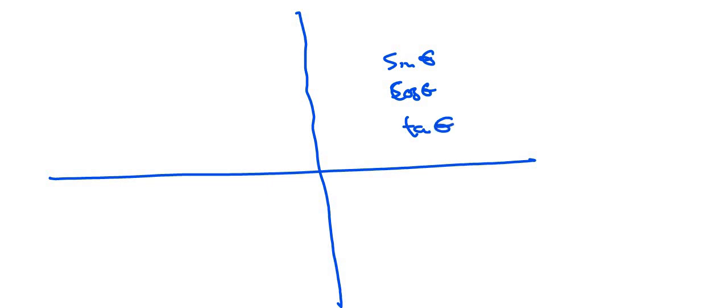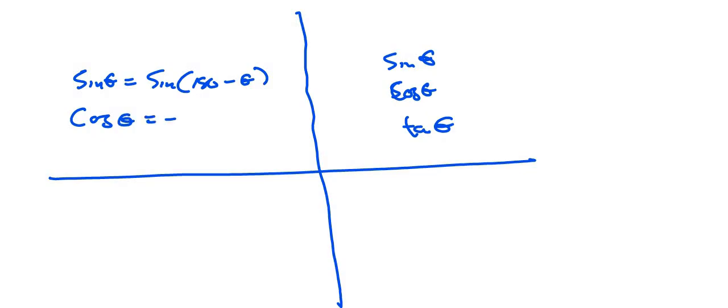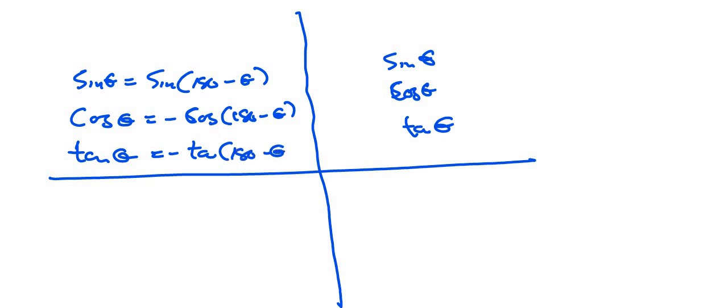Then in the second quadrant, it's also perfect because the angle is supposed to be here, right? So the angle that we get here is supposed to be 180 minus whatever you had this side. So this is going to be positive sine of 180 minus that angle. Then for cos as well, it's simply going to be negative cos of 180 minus theta. Then for tan as well, it works perfect. This is going to be negative tan of 180 minus theta.